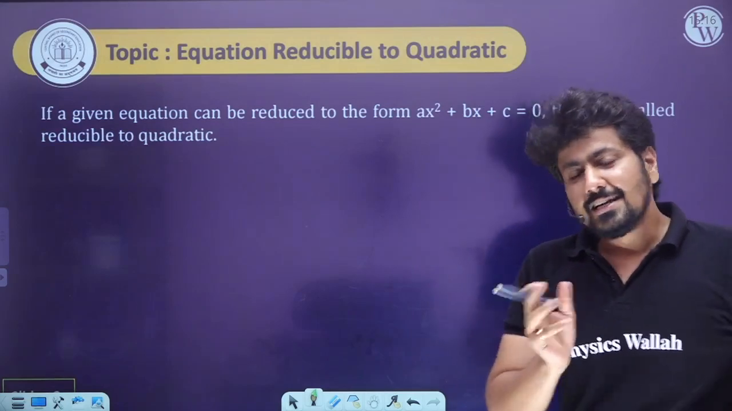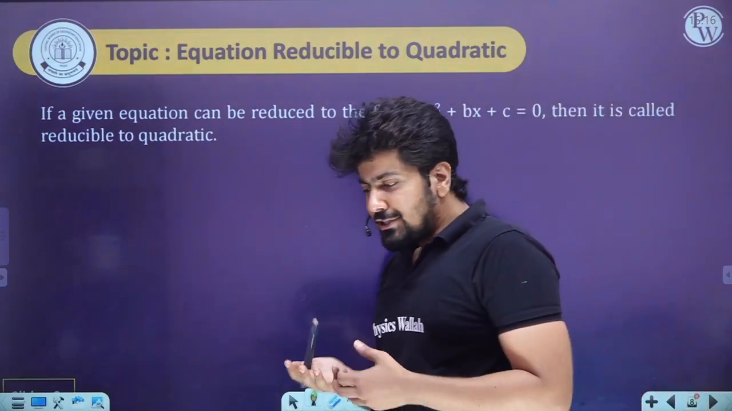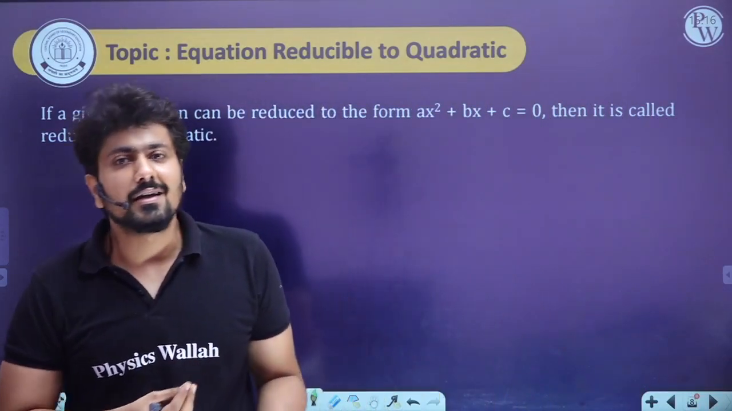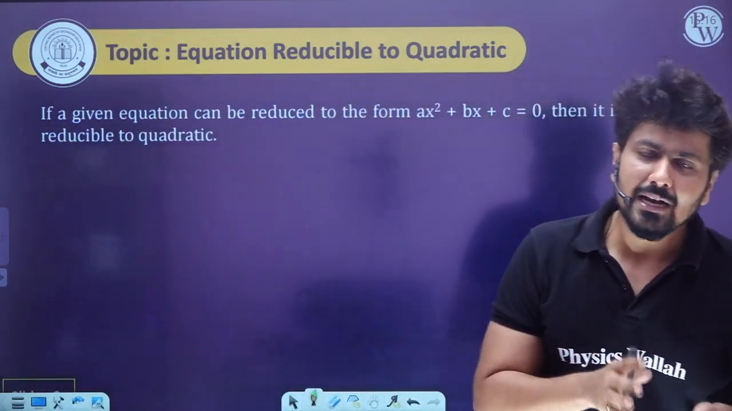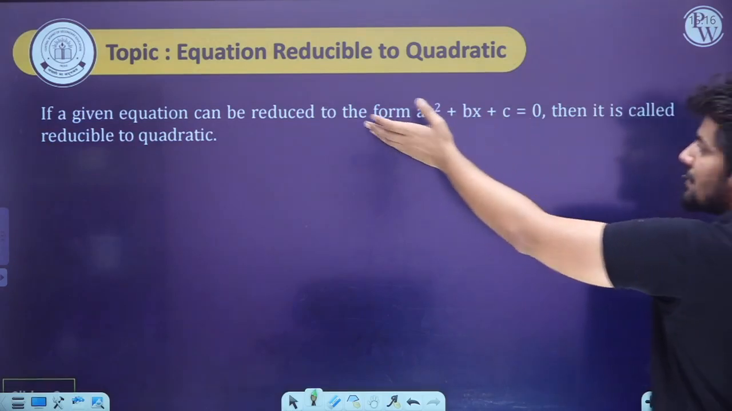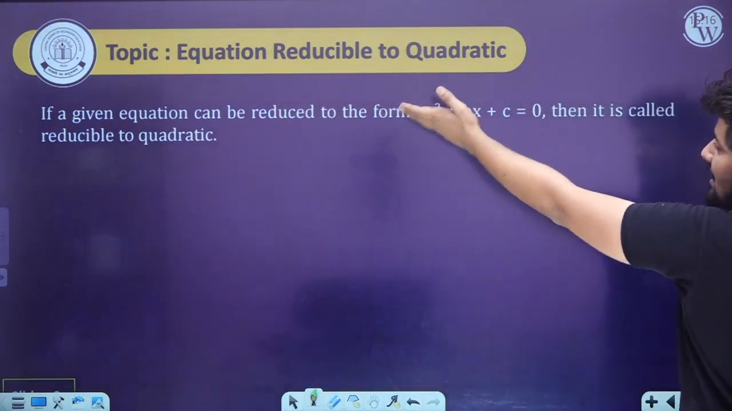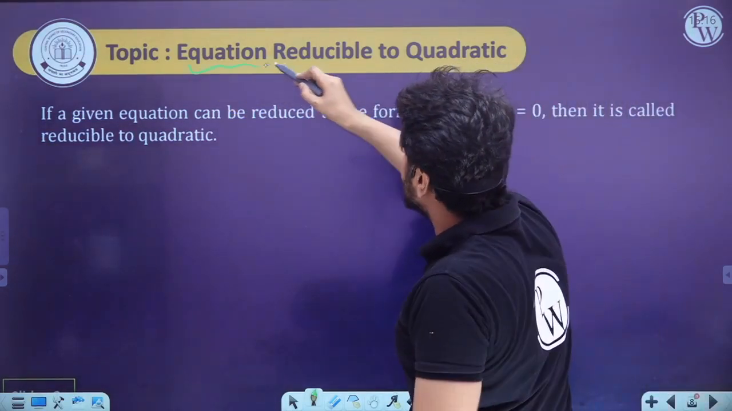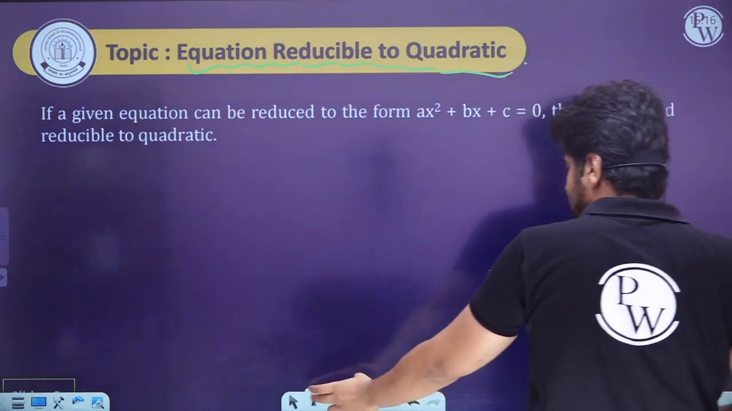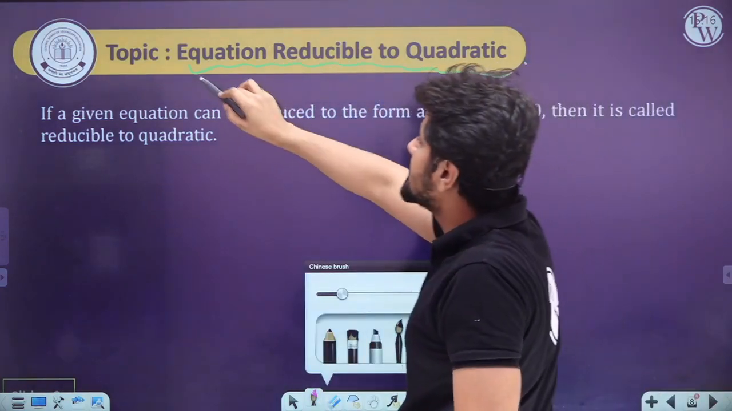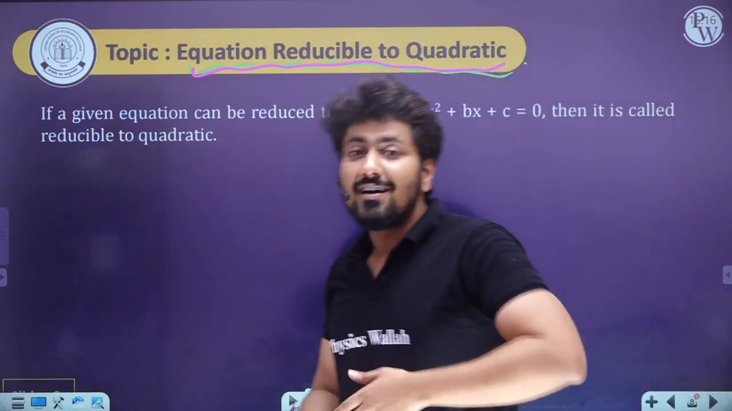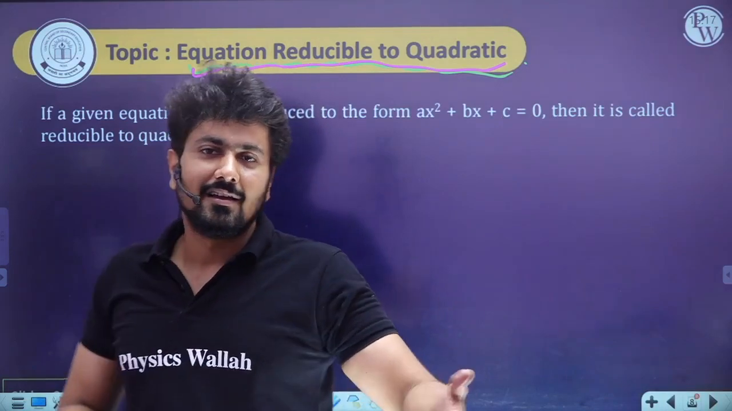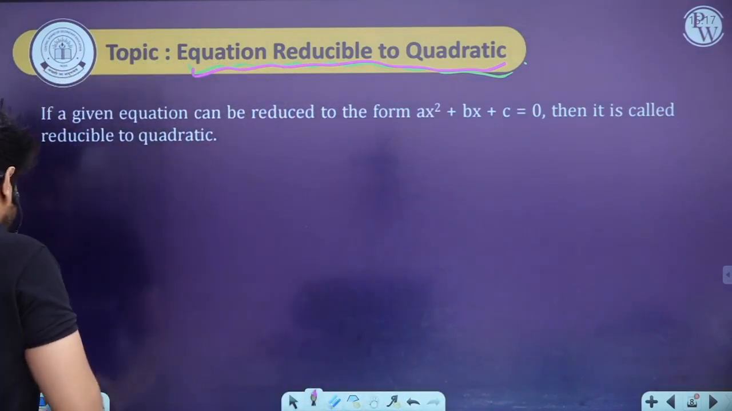Now, as I told you, there are some equations which do not look like a quadratic equation. But we can convert them into a quadratic equation and solve them. So these types of equations are known as equations reducible. Reducible means convertible. So those equations which we can convert into quadratic are known as equations reducible to quadratic equation.